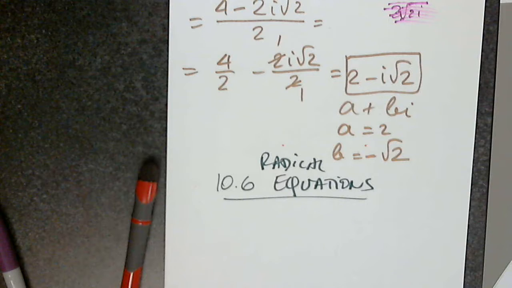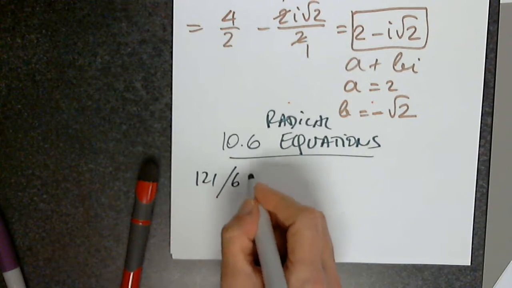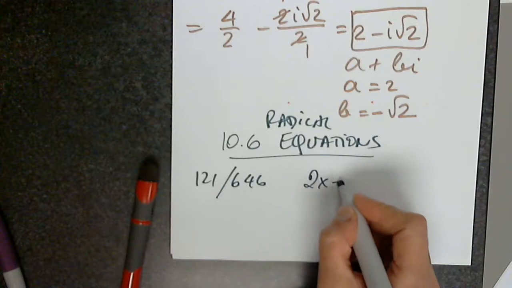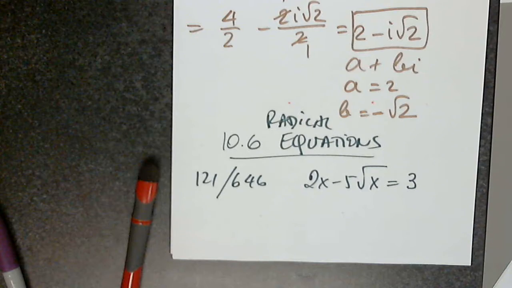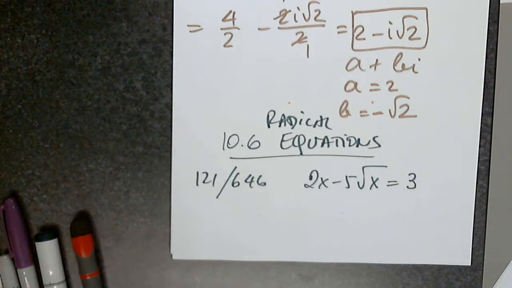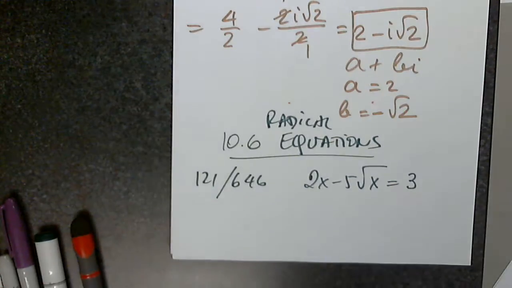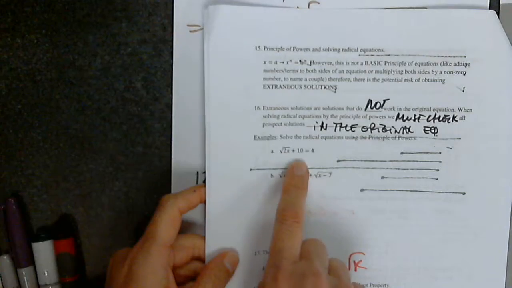I don't see anything else here. I'm looking at the review now at the end of the chapter to copy some radical equations from there. Okay, I found some. So here is 121 on page 646. 2x minus 5, the square root of x equals 3. And then we'll look at more from that page. So let's take a moment and work on this problem. And also we can work on these two problems. So I don't think we did these two from the handout.